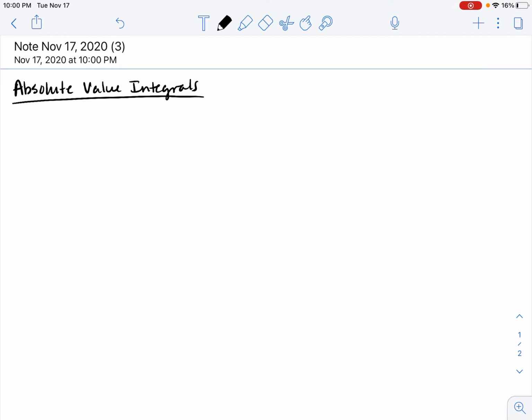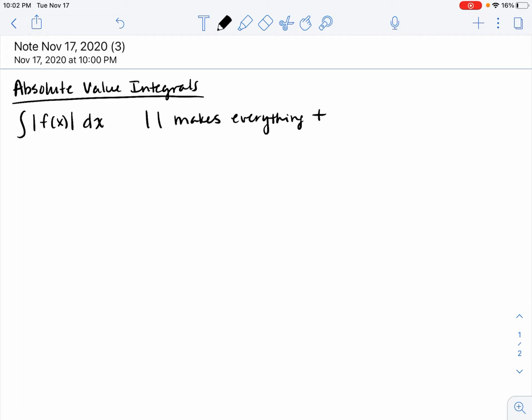Like, this is it. Okay, so what we're doing here is something called absolute value integrals. You might be wondering, how would I do something like the integral of the absolute value of f of x dx? Well, you remember what absolute value does, right? It makes everything positive, okay?